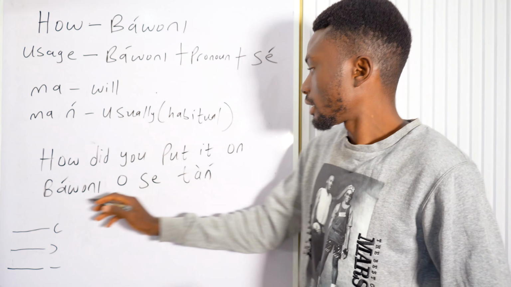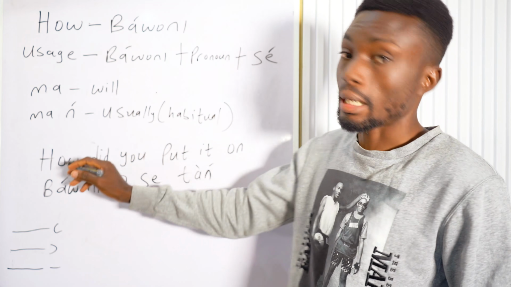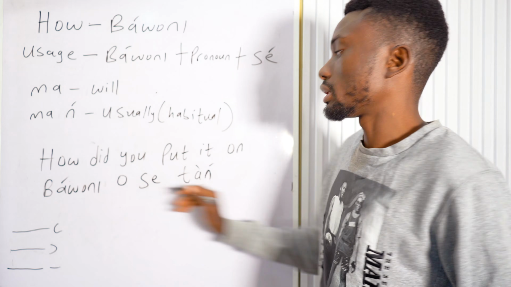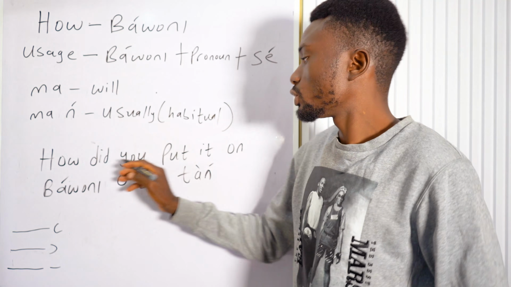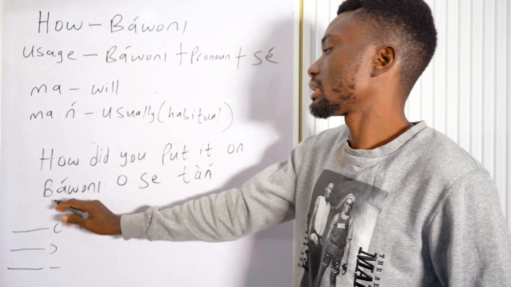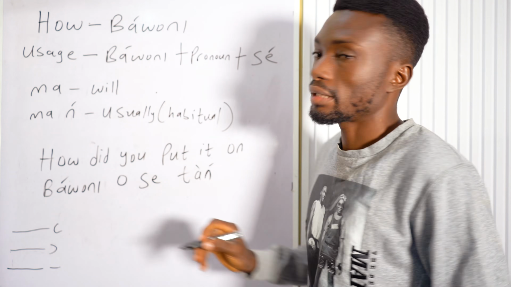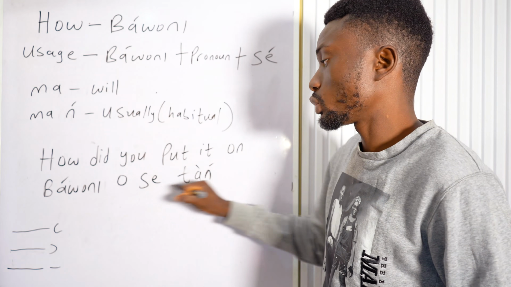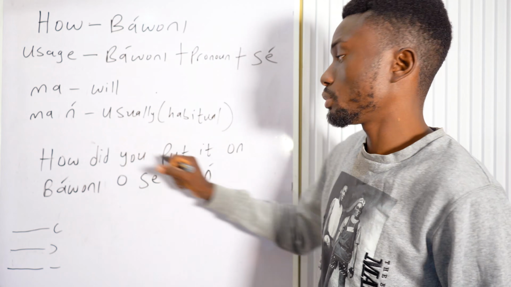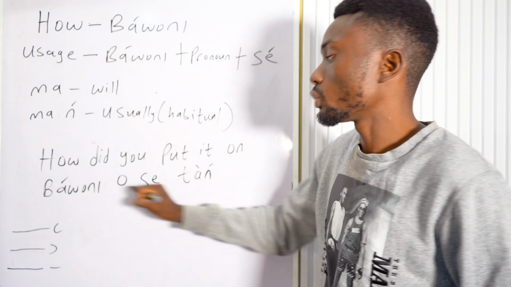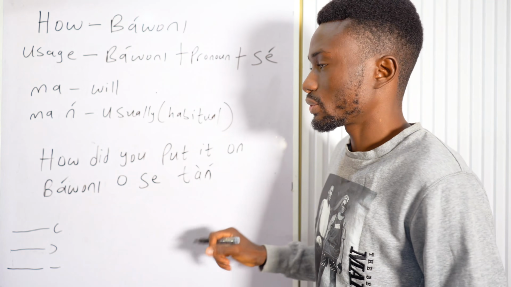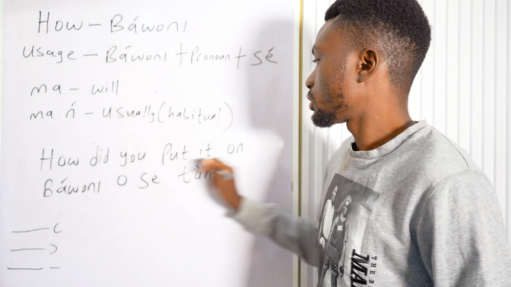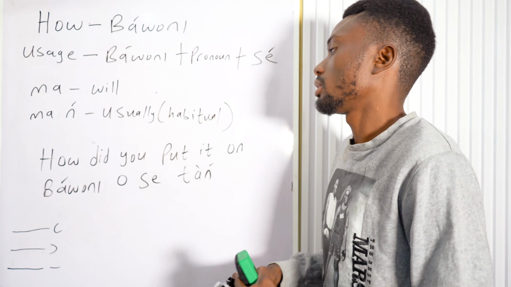So báwo ni o ṣe tán. I'm now talking about appliances here. If it's how do you put it on? Báwo ni o ṣe tán. But if English wants to say how did you put the blender on, Yoruba will just say báwo ni o ṣe tán blender. How did you put the blender on? Báwo ni o ṣe tán blender. So you can see the structure differences in a little way here. So how did you put it on? Báwo ni o ṣe tán.